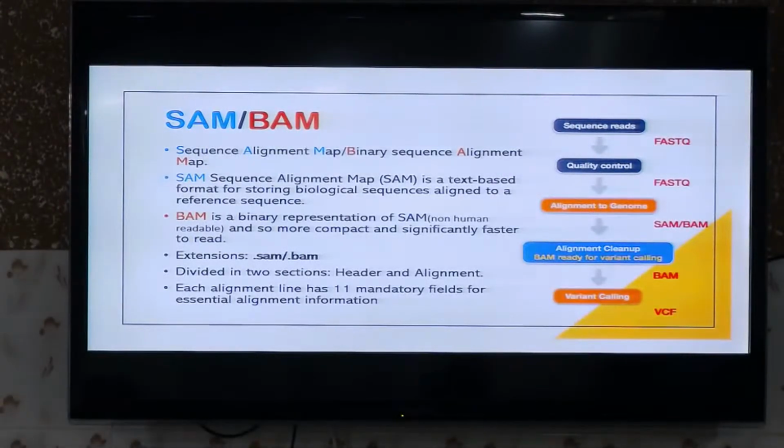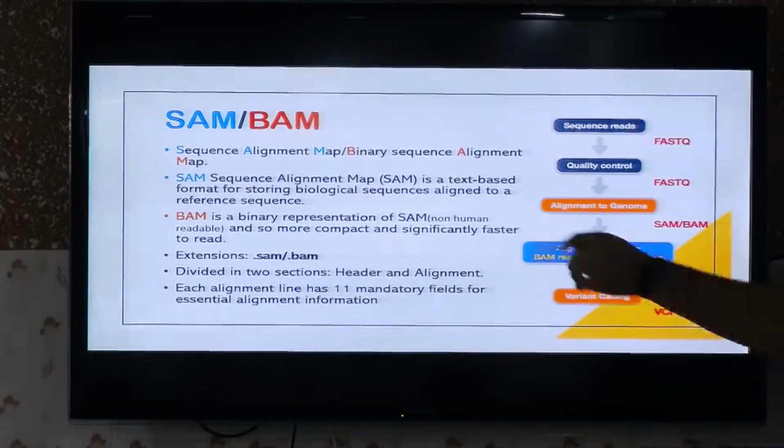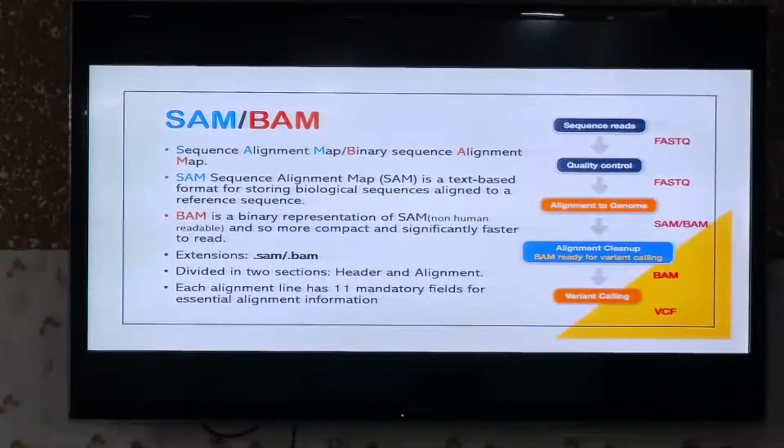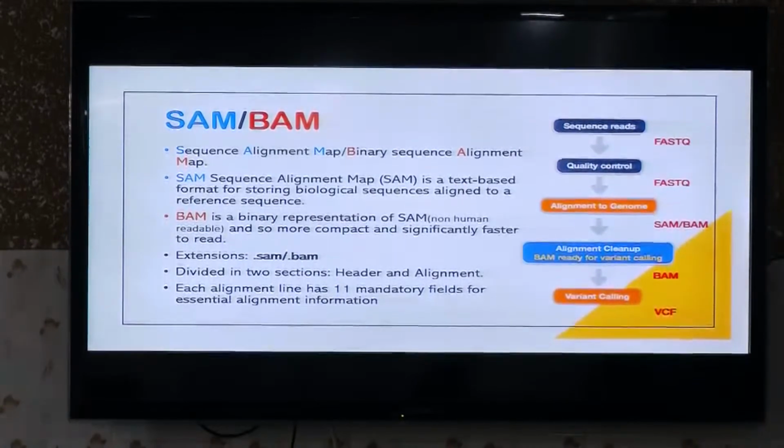The SAM is also a text-based format for storing biological sequences aligned to a reference sequence. I will get to the structure of the SAM file, and the BAM is the binary version of your SAM file. So if you open the SAM, we can read it. But if you forcefully open the BAM file, you cannot read it in a text editor, right? The extensions, as I mentioned, are .SAM and .BAM.